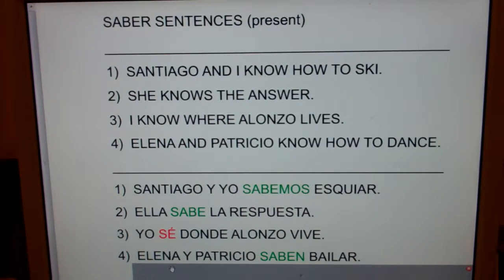Finally, Elena and Patricio know how to dance. And again, you don't say they know how they dance, it's they know how to dance. And in English, anytime you hear to, you don't chop and glue. So notice, I know how to ski is esquiar, and they know how to dance is bailar. Again, when you hear the word to, don't chop and glue. All right, that's saber sentences in the present tense.